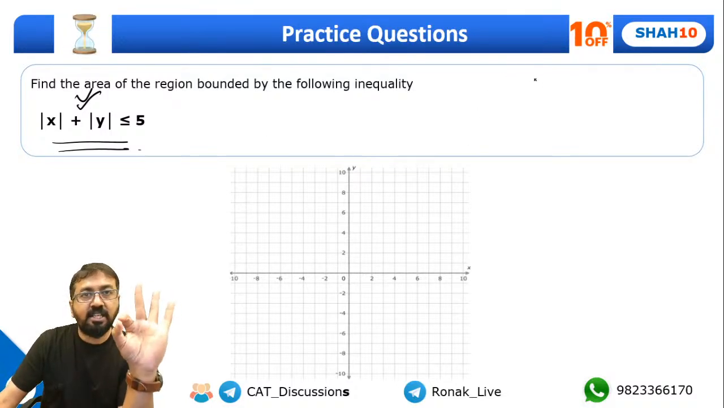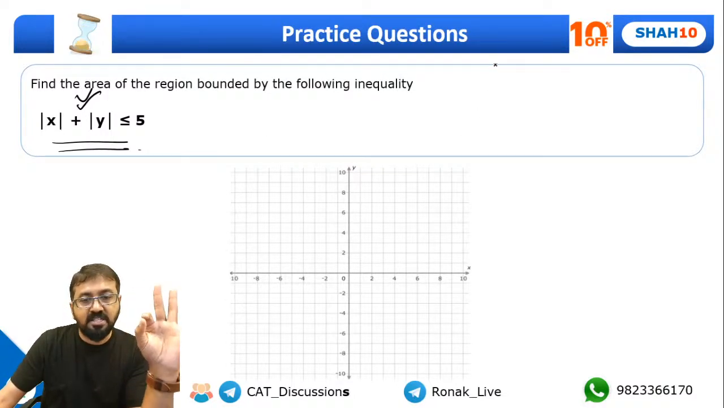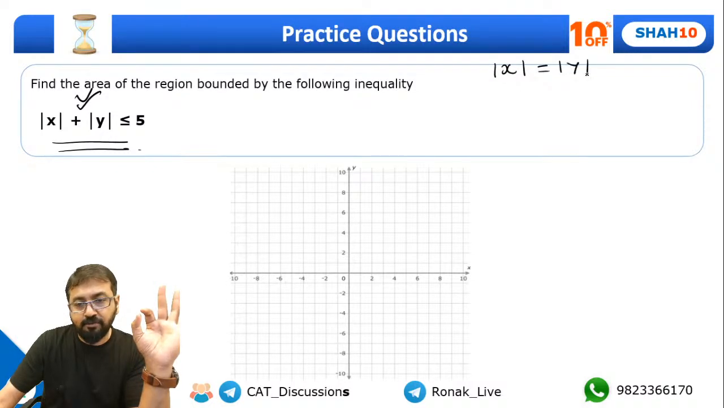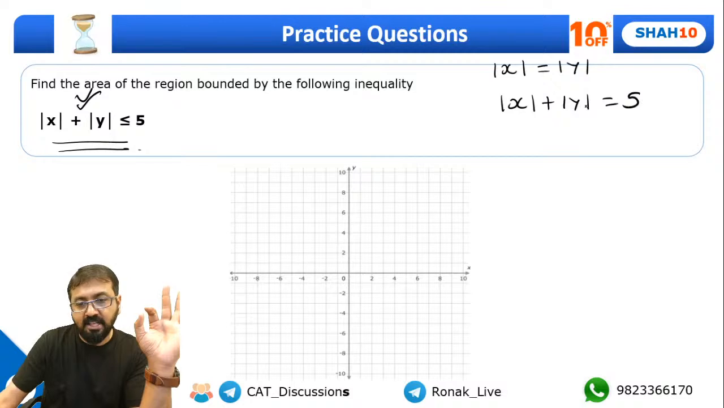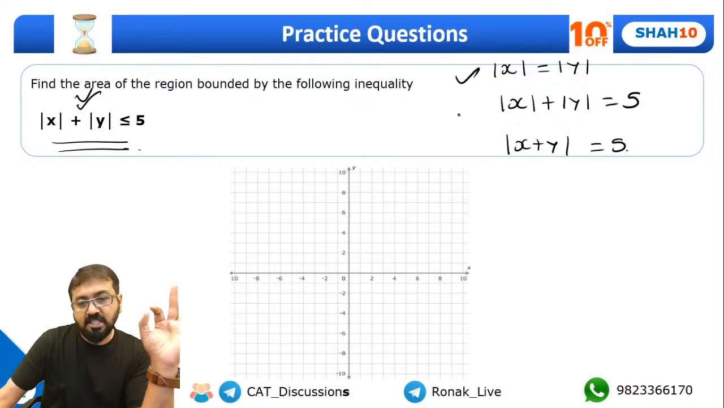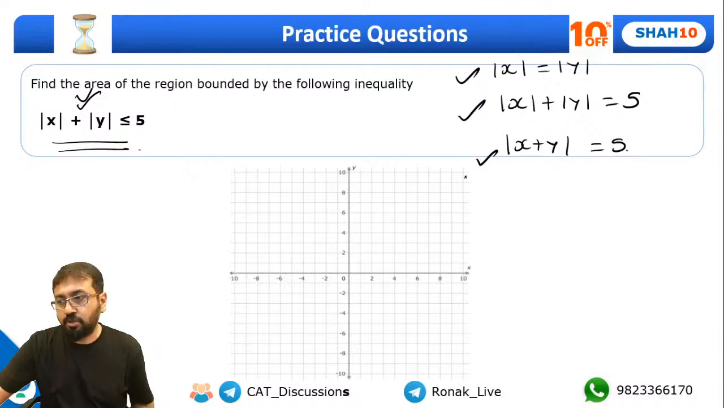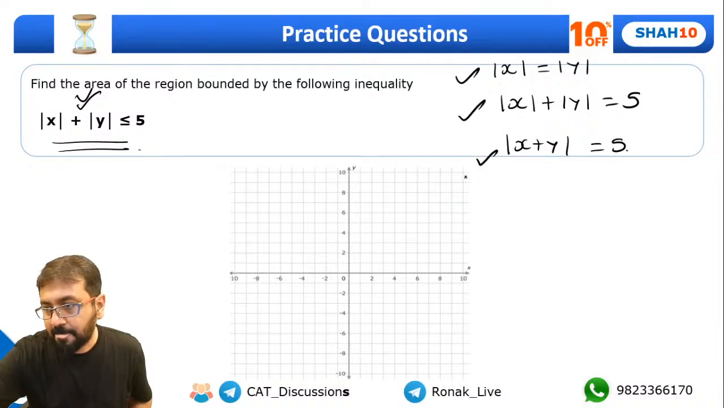See, there are three modulus equations that you need to remember. First, mode of x equal to mode of y. Second, mode of x plus mode of y equal to something. Third, mode of x plus y equal to something. ये तीनों के ग्राफ आप याद रख लेना, बहुत यूजफुल रहेगा एवरीवन. ठीक है?